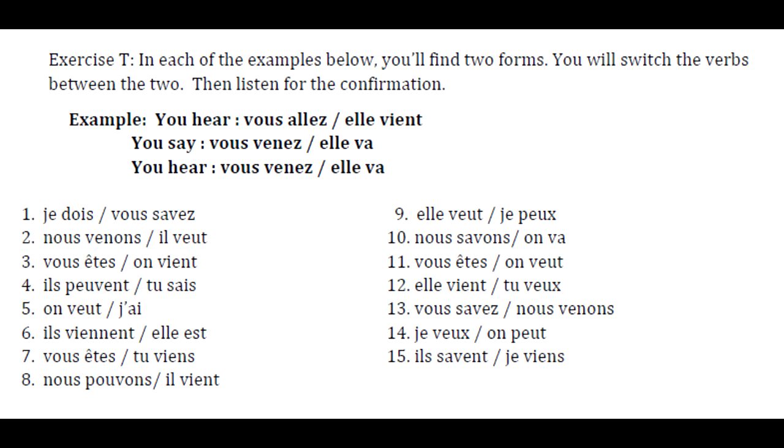9, elle veut, je peux. Elle peut, je veux. 10, nous savons, on va. Nous allons, on sait. 11, vous êtes, on veut. Vous voulez, on est. 12, elle vient, tu veux. Elle veut, tu viens. 13, vous savez, nous venons. Vous venez, nous savons. 14, je veux, on peut. Je peux, on veut. 15, ils savent, je viens. Ils viennent, je sais.